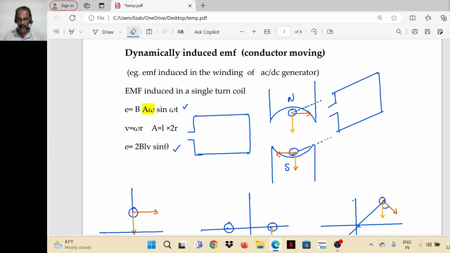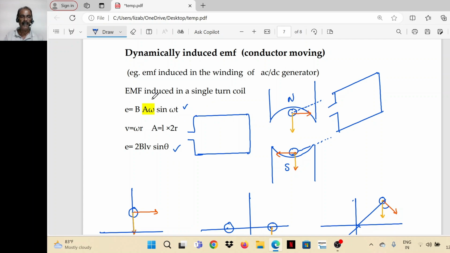So next is dynamically induced EMF, where the conductor is moving. Now assume a single turn coil rotating in a magnetic field. You will be familiar with this example, and you may be familiar with the EMF equation also. One equation is EMF induced in a single turn coil is B A omega sin omega t, and another equation is 2 B L V sin theta volts. Both are the same; from one, we can derive the other one.